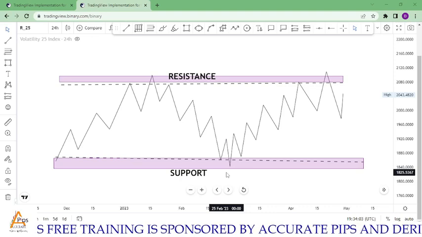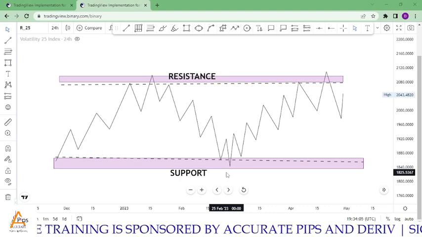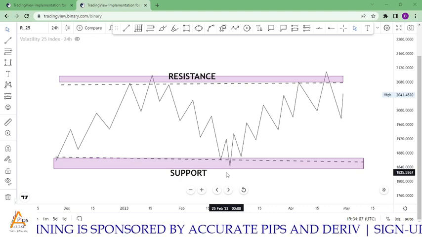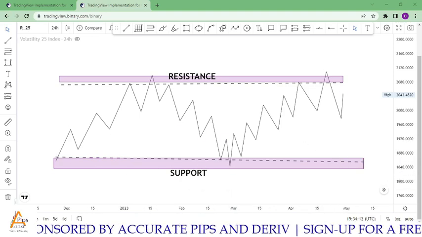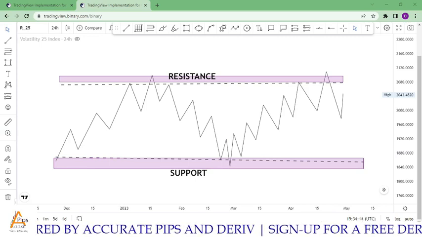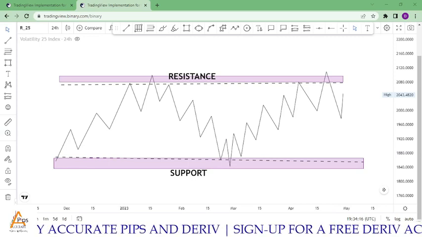Support. When we talk about support, this is also a price level where buying is so strong that a market that is moving downwards is being interrupted by demand, or is being interrupted by what? The buyers.